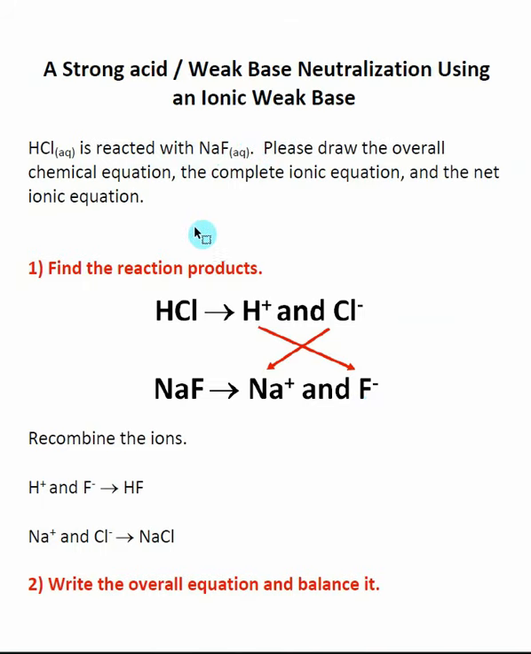And as always, we're drawing the overall balanced chemical equation, the complete ionic equation, and the net ionic equation. What was always the first step? You dissociate our reactants into their ionic species, and then you do the interaction between the different ions. So you take the positive from one and the negative from the other, and then the positive from the other and the negative from the first, and recombine them to make the products of this reaction.